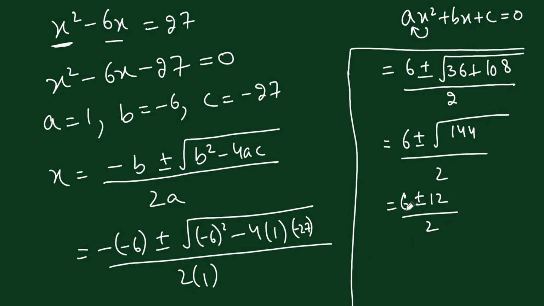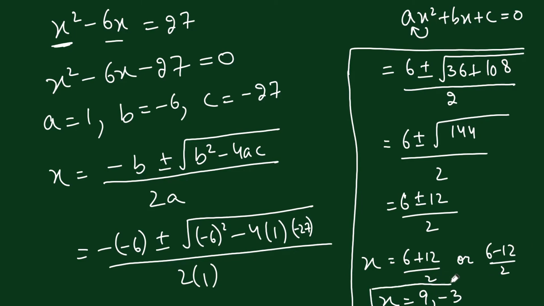Here we'll split. So we have 6 plus 12 or 6 minus 12. That means x is equal to 6 plus 12 by 2 or 6 minus 12 by 2. After calculating, 6 plus 12 is 18, 18 by 2 is 9, and 6 minus 12 is minus 6, minus 6 by 2 is minus 3. So you got two values of x. We can say 9 and minus 3 are the roots of this quadratic equation. We found it using the formula. One more question we'll do. We'll see what's the next one.